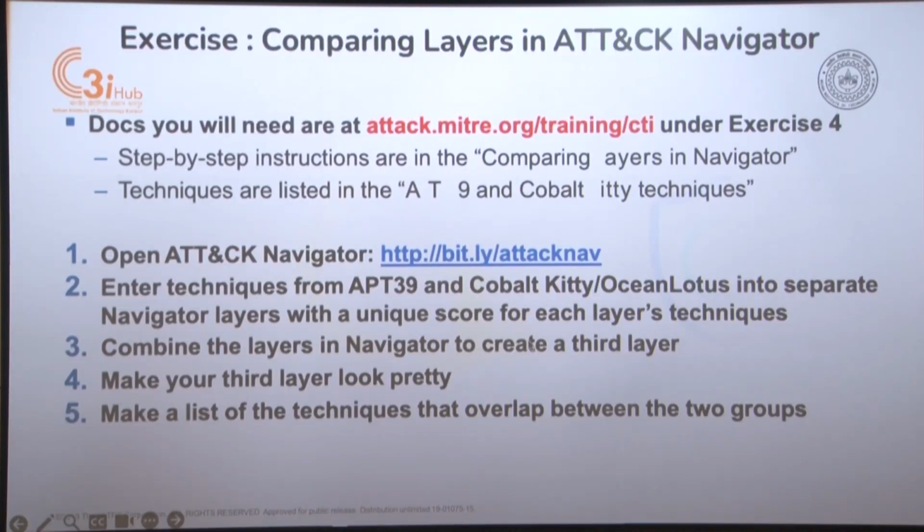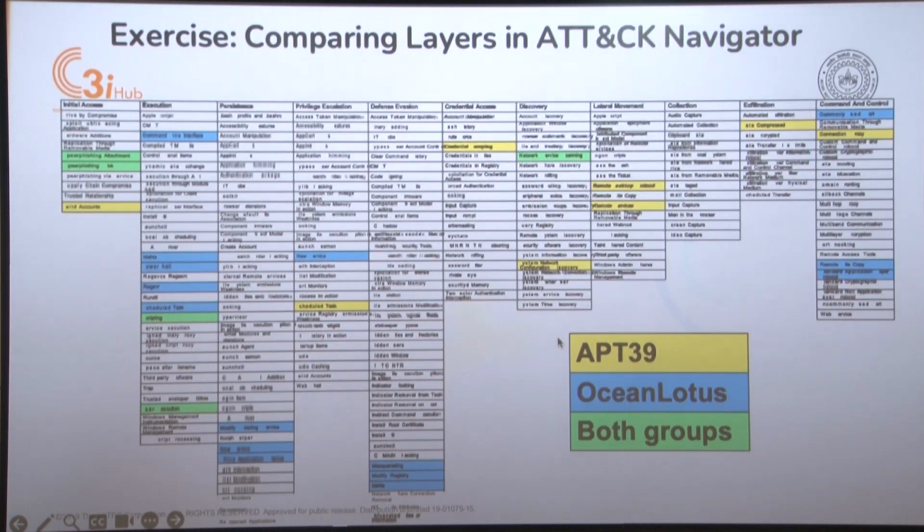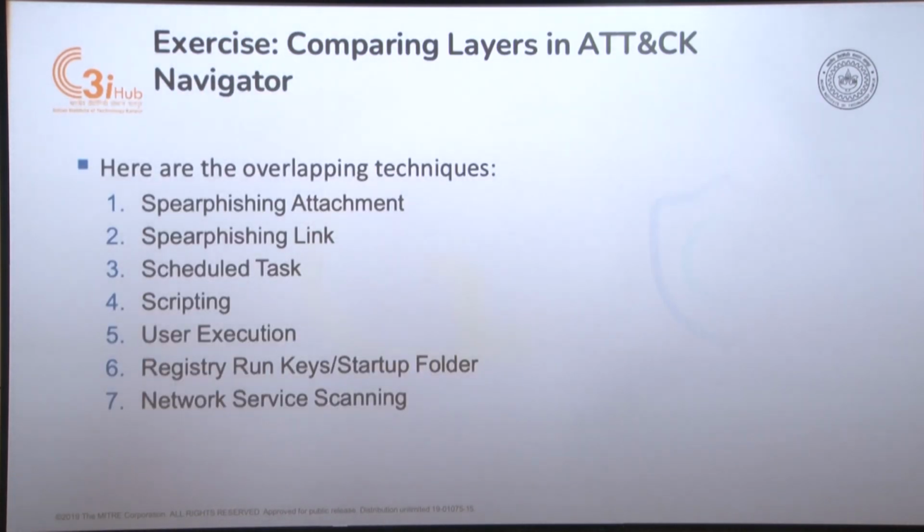You have to perform a similar experiment using the materials listed in exercise 4. Once you map it, you will get a similar interface where yellow is for APT39, blue is for Ocean Lotus, and green has been used by both groups. These are the overlapping techniques in this practice exercise, in which spear phishing attachment and link were common to both groups.